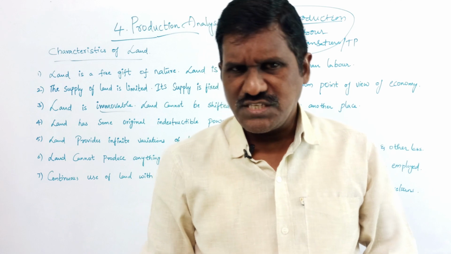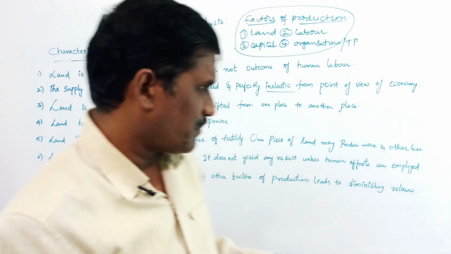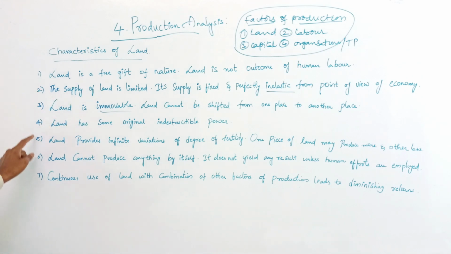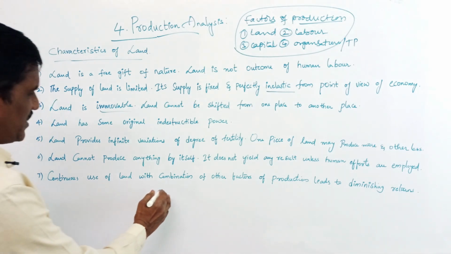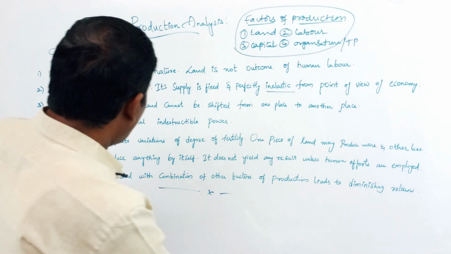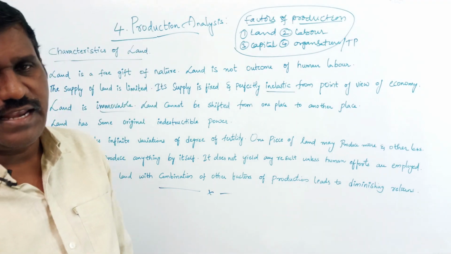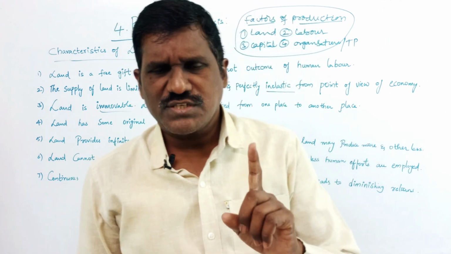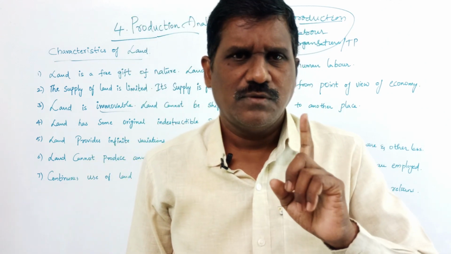So students, this is the presentation of the characteristics of land. There are seven points. These are the major characteristics of land. This is the first of the factors of production.